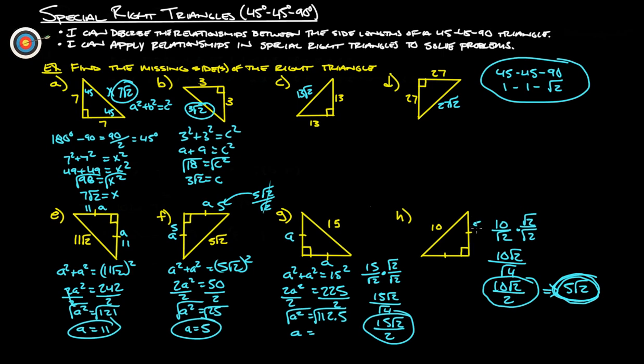5 root 2, 5 root 2. Okay, and then this one over here, if you remember, is 15 root 2 over 2 for these a's. 15 root 2 over 2 for both this side and this side here.